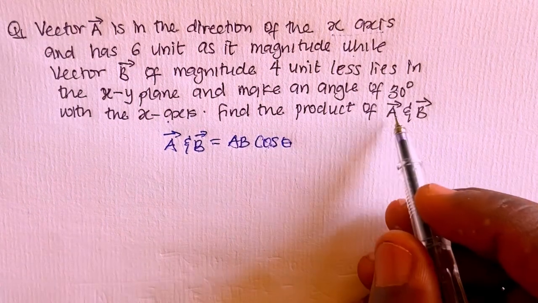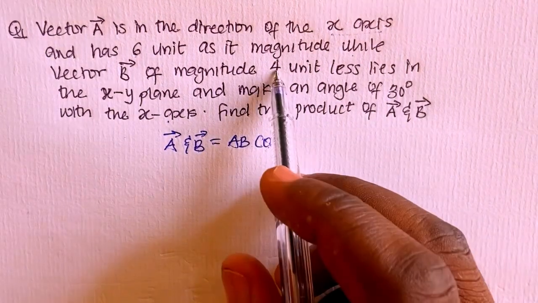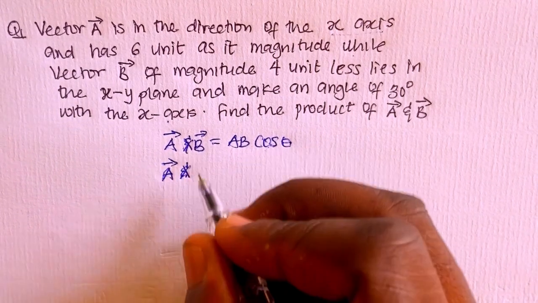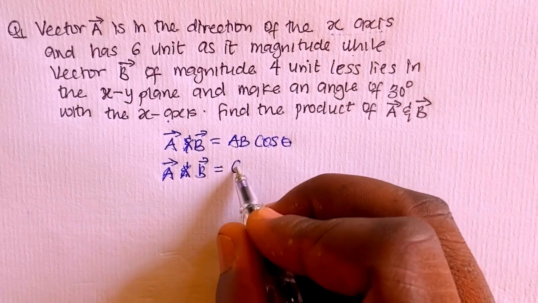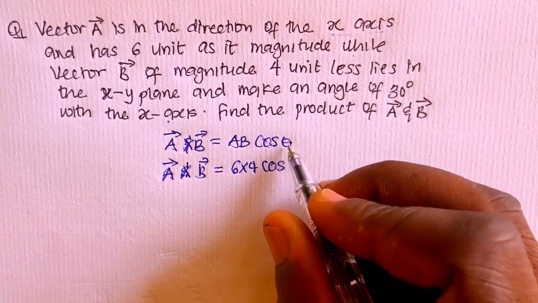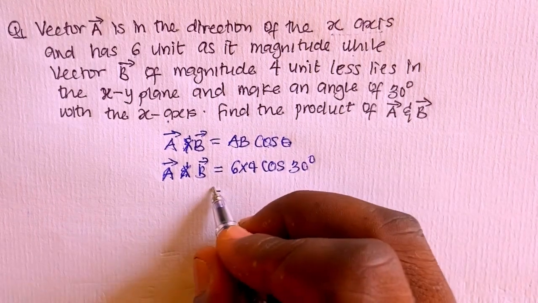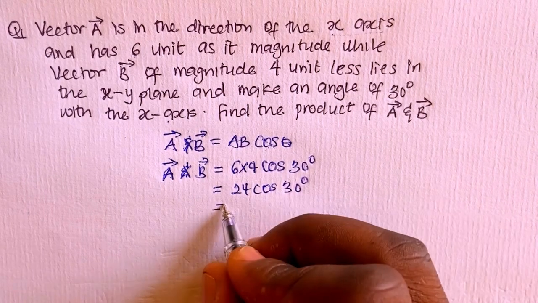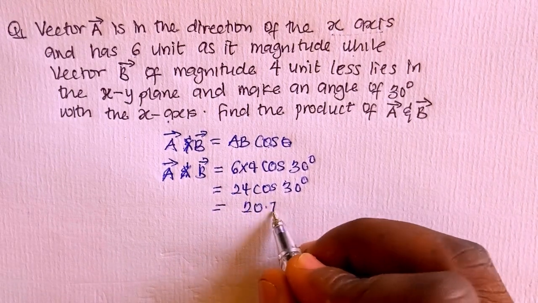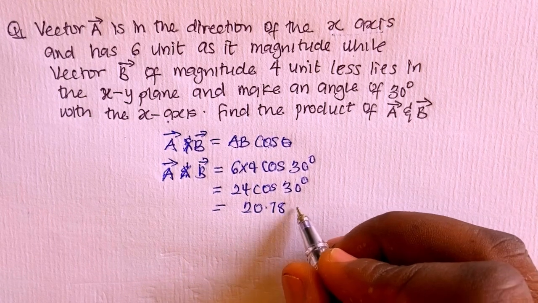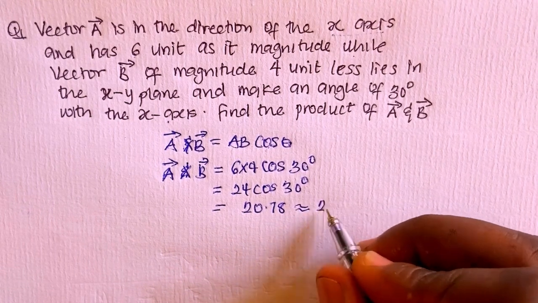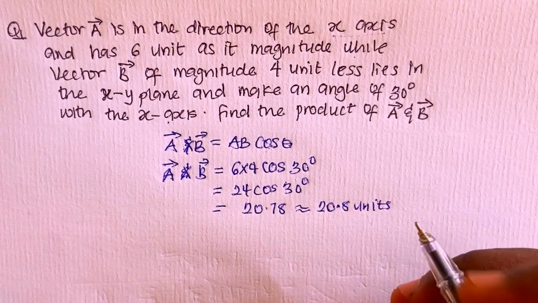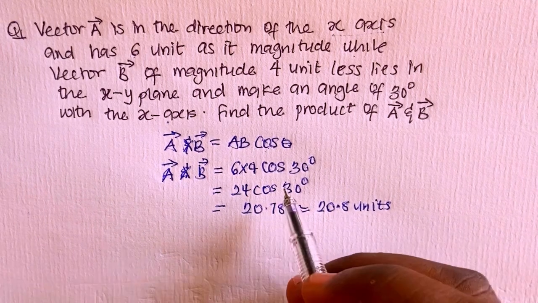right? So here we have our vector A to be 6 and vector B to be 4. Then here we are going to have vector A multiplied by vector B will be equal to 6 multiplied by 4 cos theta, where theta is 30 degrees, right? Then here we have 24 cos 30, and this should be approximately 20.78, which I can also approximate to 20.8 units, right?